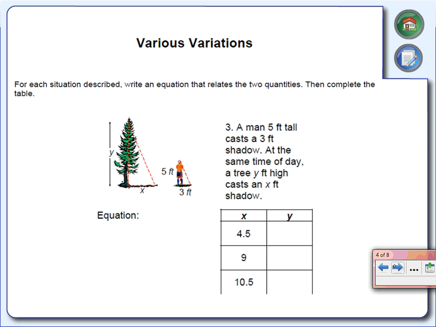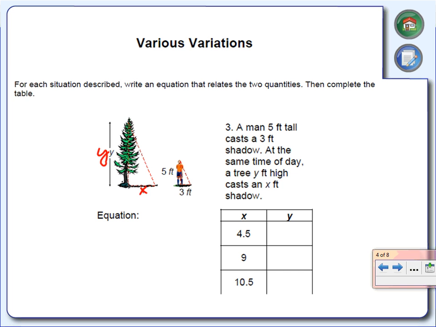All right, number 3. Number 3 says there's a man that's 5 feet tall, and he casts a shadow of 3 feet. At the same time of day, there's a tree, which we don't know the height, so we're calling it Y over here. We have no idea how tall the tree is. And it also casts a shadow, which again we don't know, so we're calling it X. And we want to write an equation that would describe this situation.